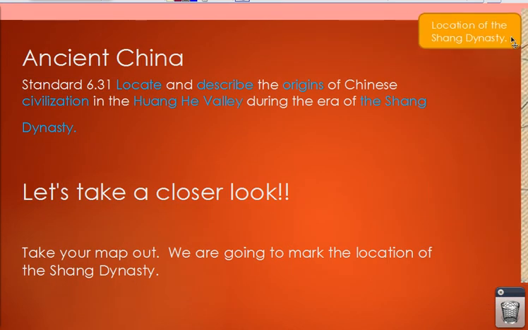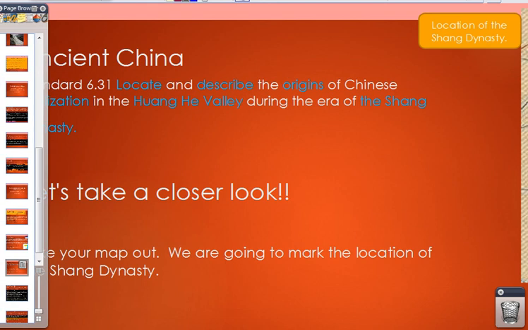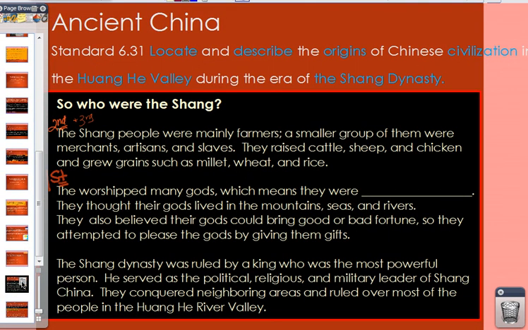All right, let me move this back over. Oh, it's a river. Okay, and this is where we're going to start then for our next part B of 6.31.